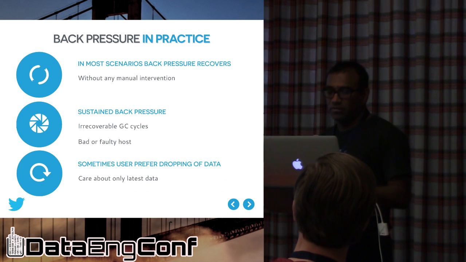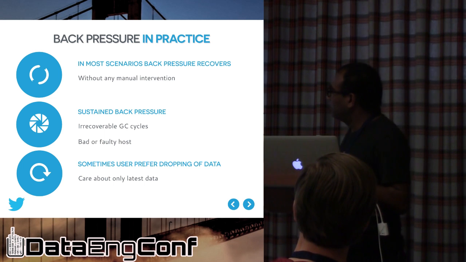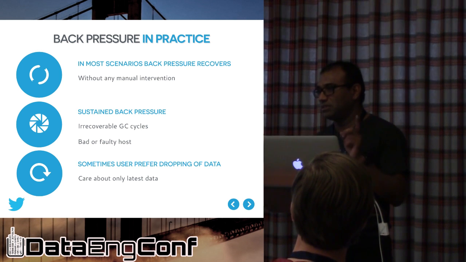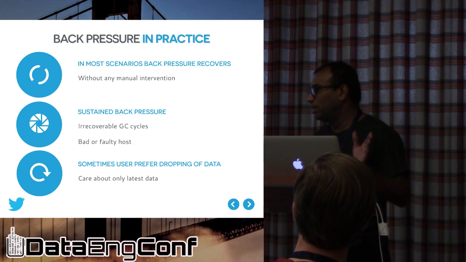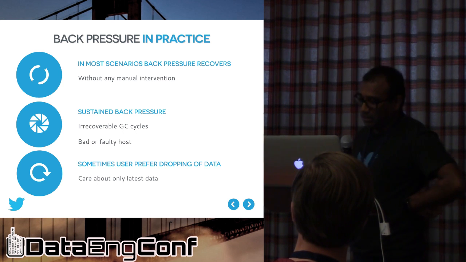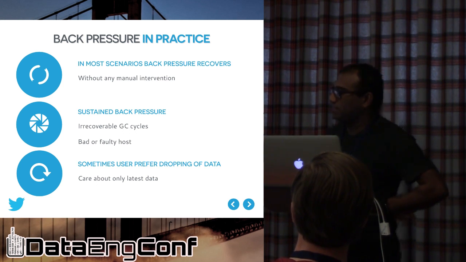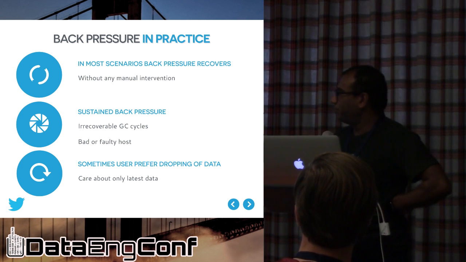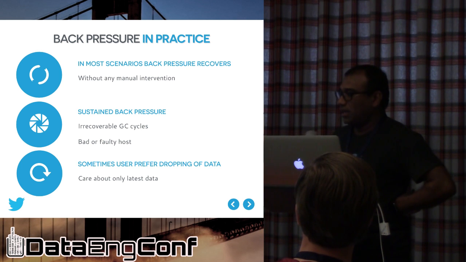In practice, in most scenarios, back pressure recovers without any manual intervention. We are fine. The reason we say this is that, comparing Storm versus Heron, the number of incidents has gone down by 10x. You won't believe the amount by which incidents have gone down, because of the high reliability and the back pressure mechanism that we automatically injected into the topology itself. Even in spite of that, there are some issues that happen sometimes, which is sustained back pressure, and that is attributed to two reasons: irrecoverable GC cycles and a bad or faulty host.